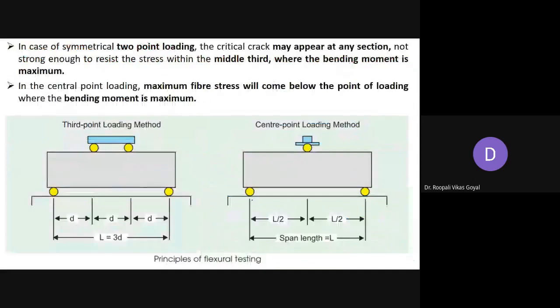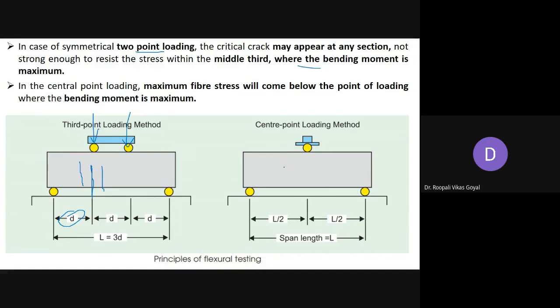Okay. So in case of the symmetrical 2-point loading, means this way if you are applying this load, which is called as the symmetrical 2-point loading, exactly at the distance L/3, you can say. Okay, and then the critical crack may appear at any section that is not strong enough to resist the stress within the middle third. So exactly यहीं पे आए ऐसा कोई जरूरी नहीं है. Okay, it may come up here also, it may come up here also, crack. Okay, where the bending moment is maximum. So exactly it may not come at this जहाँ पे bending moment सबसे ज़्यादा होती है.